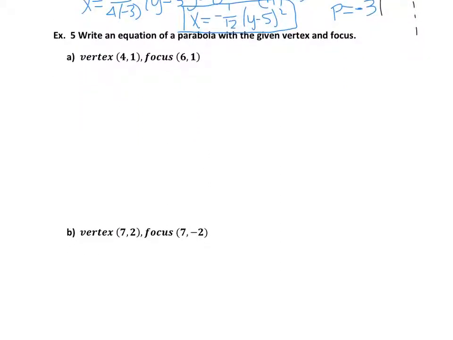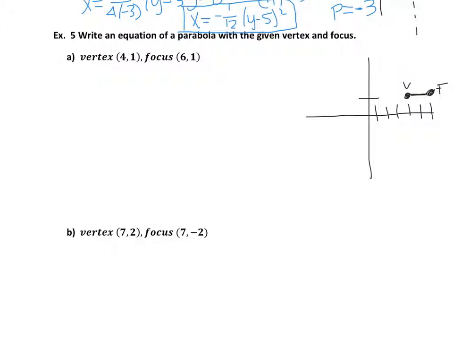So we're going to do that again. We're going to write our equation of a parabola with the given vertex and focus. So here we go. We're going to graph it out first so that I can find my p-value. So my vertex is at (4, 1). So here's my vertex. And my focus is at (6, 1). So this is my focus. This is my vertex. So that means it's facing to the right.